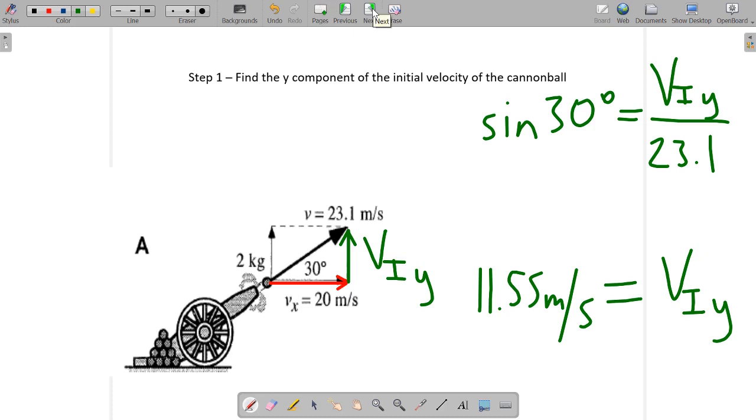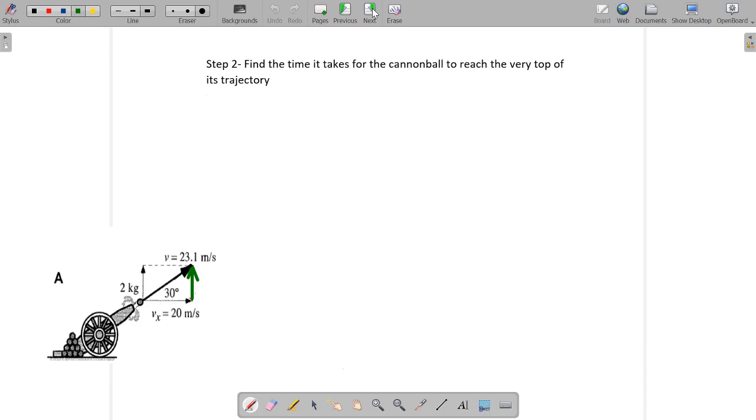So now let's move on to step 2. Step 2 says, find the time it takes for the cannonball to reach the very top of its trajectory. So let me draw out this picture here, how this is going to look. When the cannonball is fired, its path of motion is going to look something like this. It's going to go up, then it's going to come back down. So the question in step 2 is, how long does it take the cannonball to reach the very top of its path? How long does it take to reach the top?